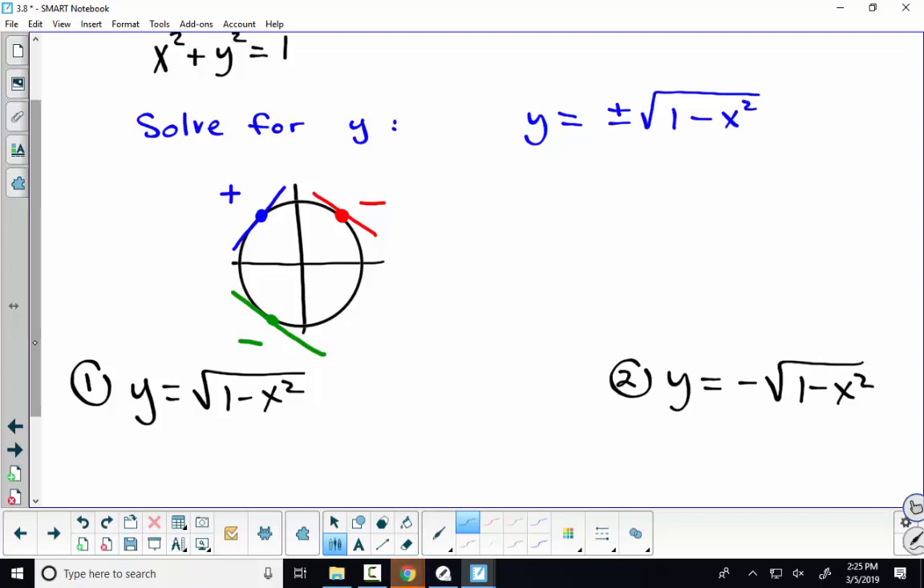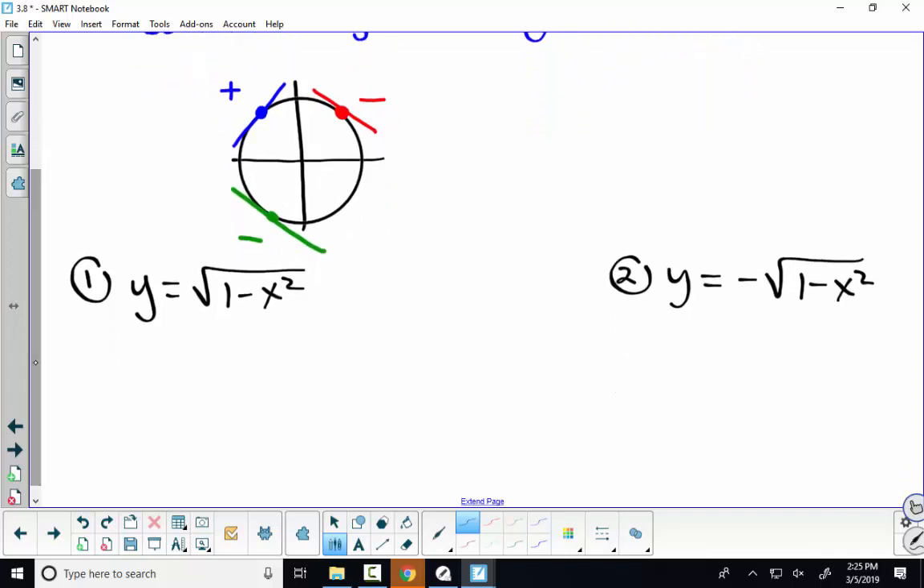When I talk about y equals the root of 1 minus x squared, what part of the circle does that give me? The first and third quadrant? Yeah, the top half of the circle, because y is positive. So this function here actually just represents the top half of that circle.